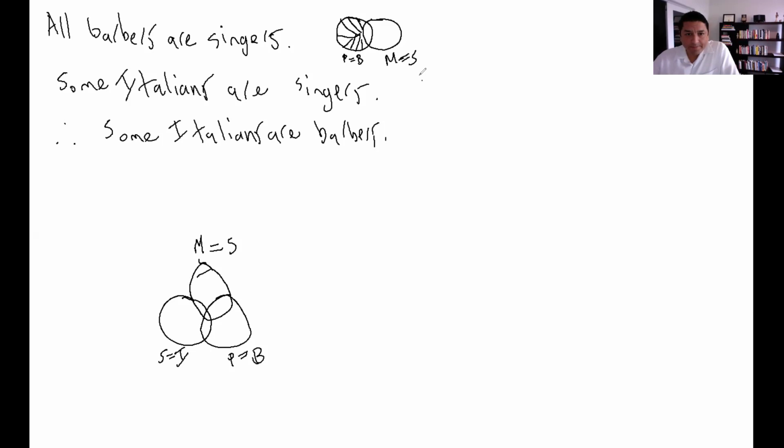The second premise asserts that there is at least one Italian that is a singer, and then the Italian is going to be on this side, singers on this side. Okay, so there's an Italian that exists here that is a singer, that is. Okay, now we can come back down and transfer that information over to the Venn diagram that has all three circles.